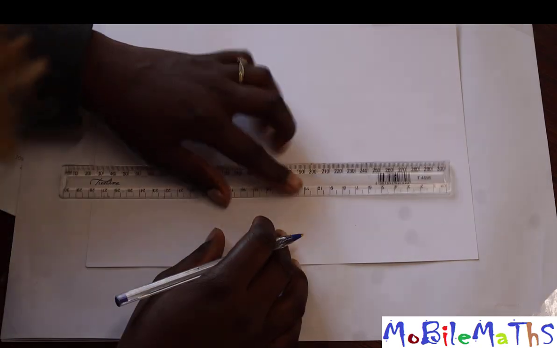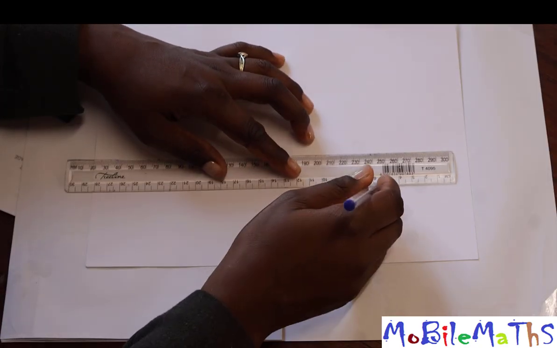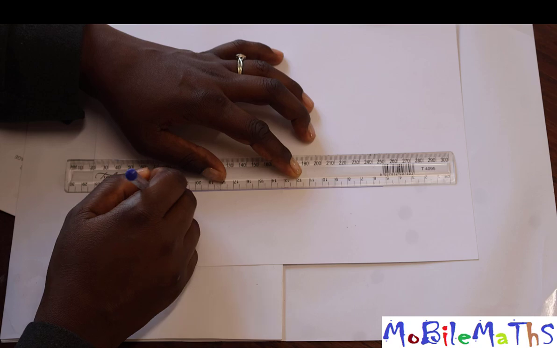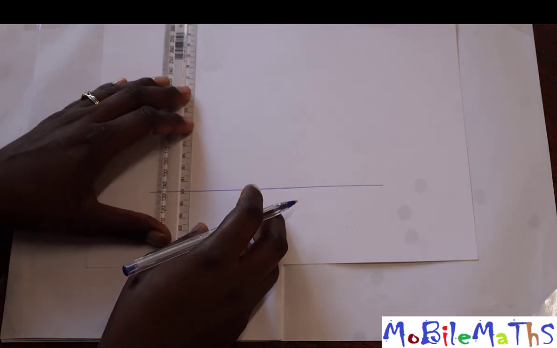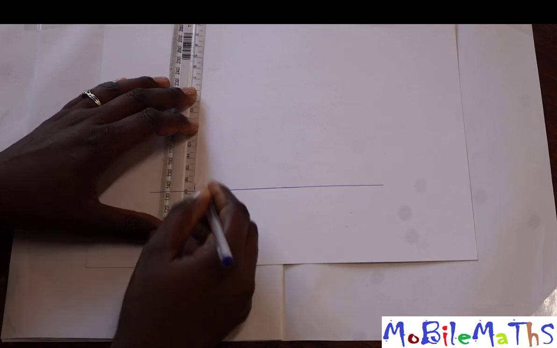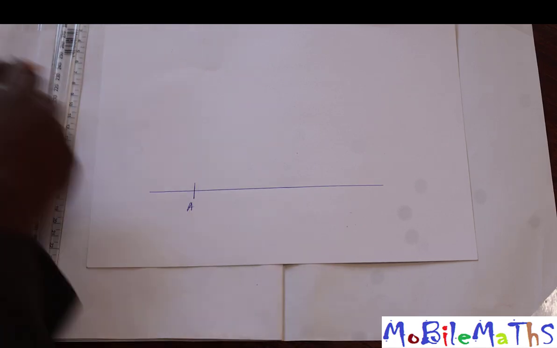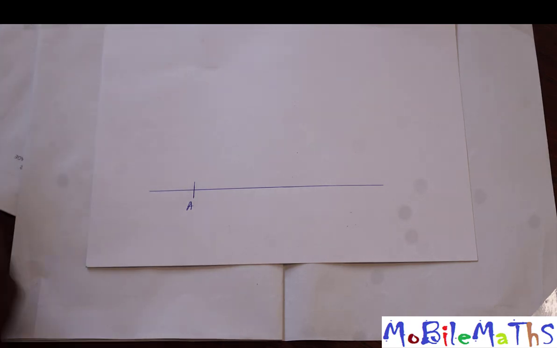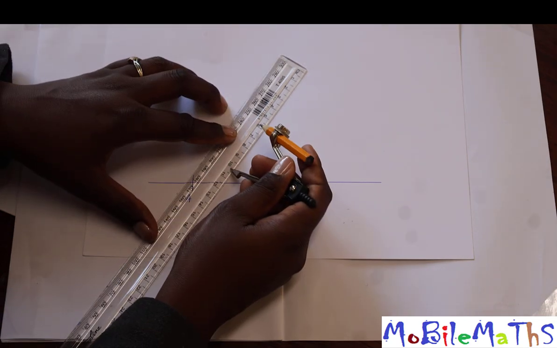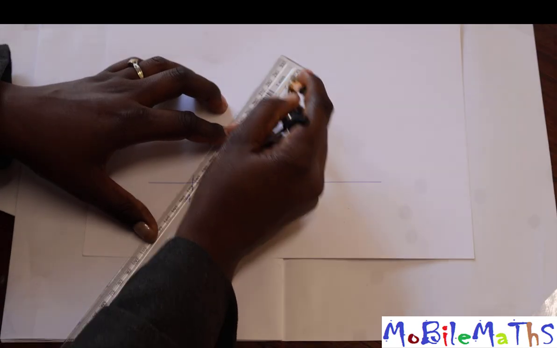So I'm going to draw my straight line. This is my first straight line, and I'm going to mark a point which I'm going to say point A. So this is my point A. When I have point A, we are given that AB is 10 centimeters. So I will measure 10 centimeters on my ruler. This is how you measure it.